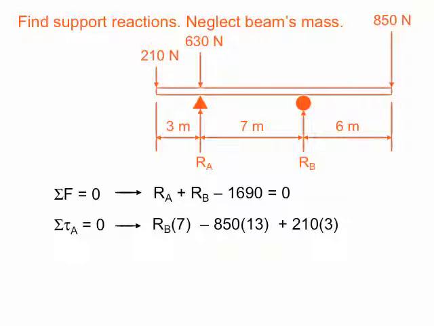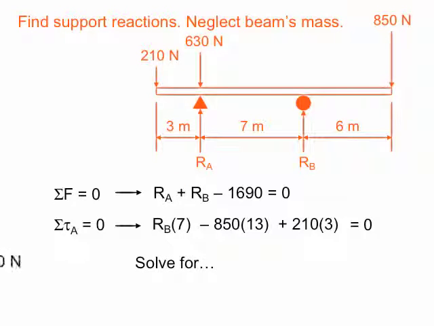Then there's the 210, that has to get figured in there. That's 3 meters away, and that's plus. Notice because it's going in a different direction, you add it instead of subtract it. It's not pushing on A, or it's not operating on A in the same way as the 850 is. You don't have to worry about the 630 because it's directly opposite RA. So it's not really doing anything for torque.